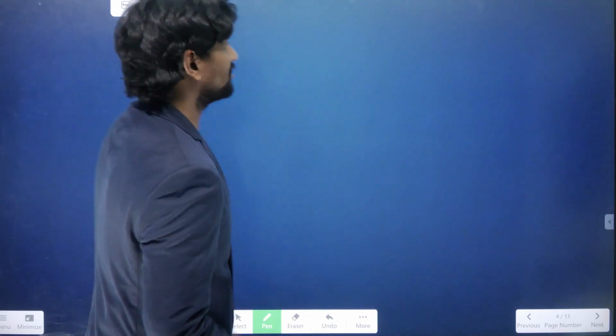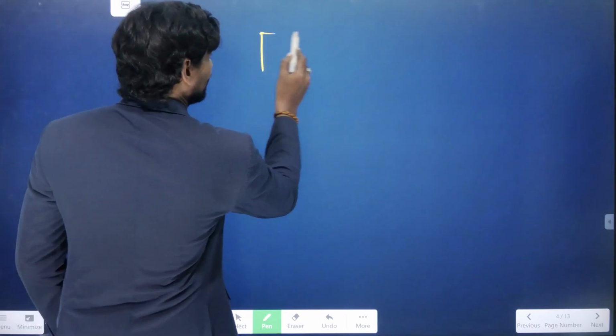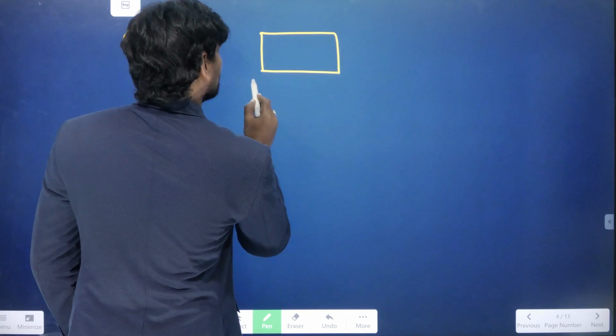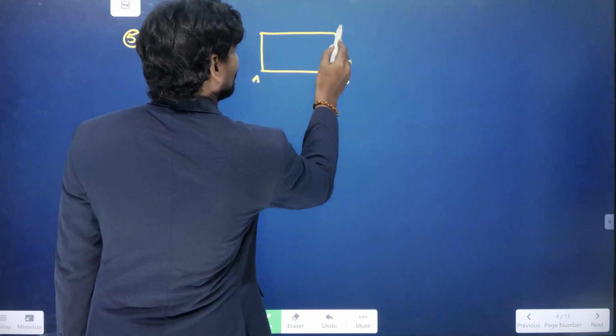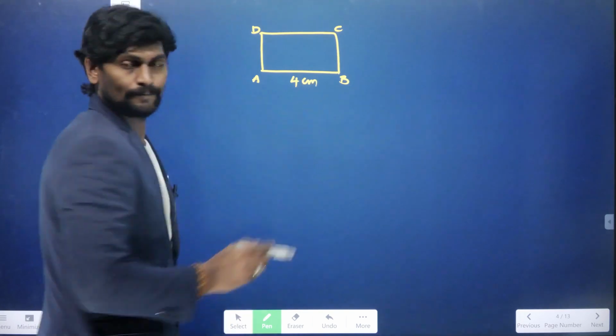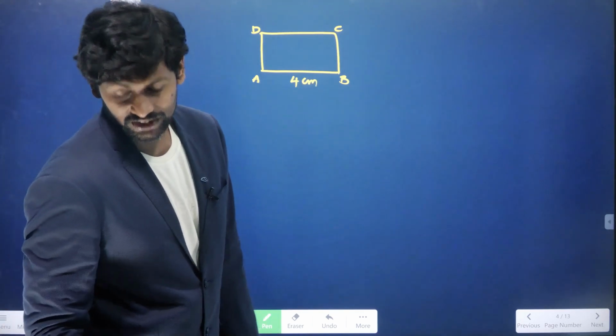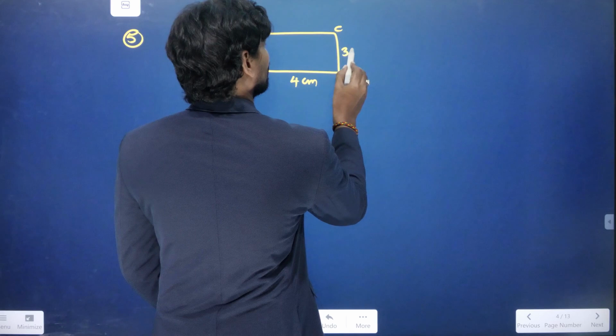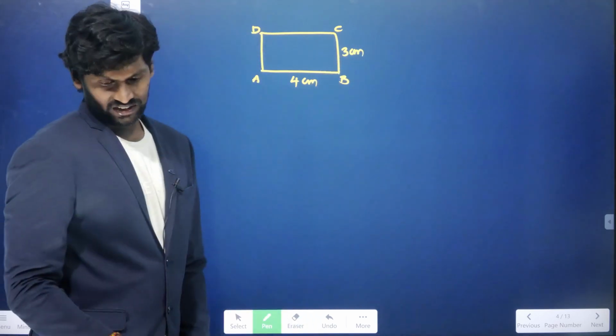Question number 5. In a rectangle, now this time a rectangle is given. Rectangle ABCD, AB is 4 centimeters, BC is 3 centimeters. So let me draw the rough diagram of rectangle ABCD. AB is 4 centimeters. BC is 3 centimeters. Okay, right.